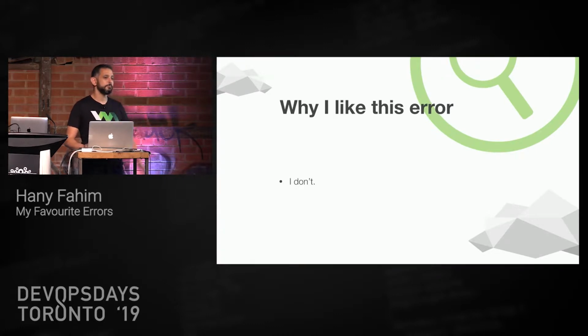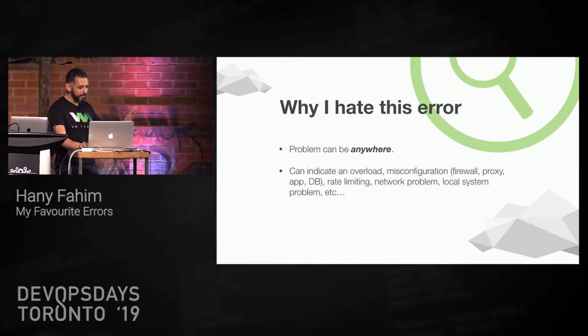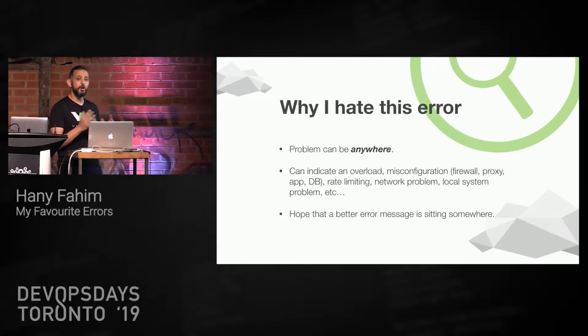I don't like this error. I don't like this error at all because it doesn't tell you anything. You don't even know if somebody's home. The problem can be anywhere. It could indicate an overload, a misconfiguration of the firewall, the proxy, the app, the DB. It could be rate limiting. It could be local system problems. It could be network problems. You basically just hope that there is a better error message somewhere else to help you diagnose this particular problem.